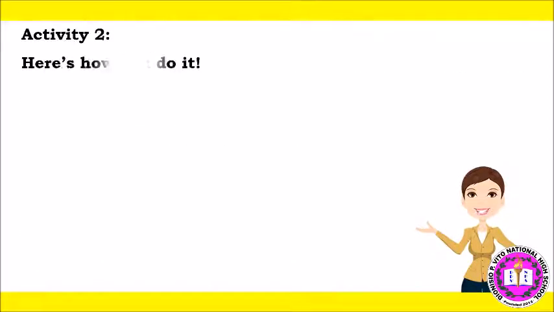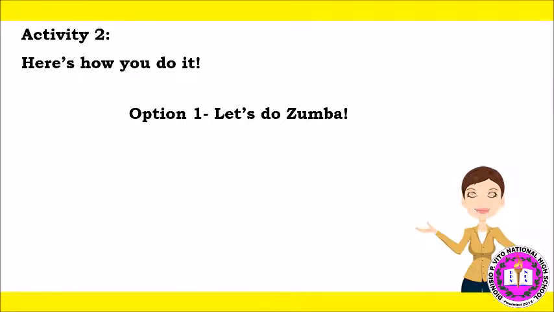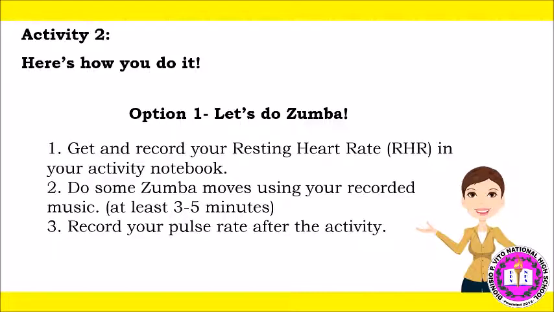Second activity. Here's how you do it. Option 1. Let's do Zumba. Number 1. Get and record your resting heart rate or RHR in your activity notebook. Second, do some Zumba moves using your recorded music for at least 3 to 5 minutes. Third, record your pulse rate after the activity.